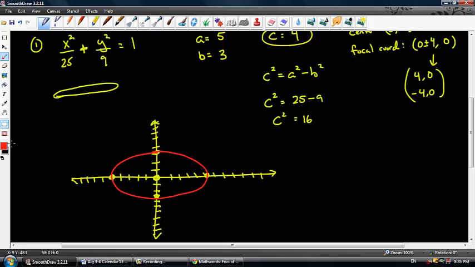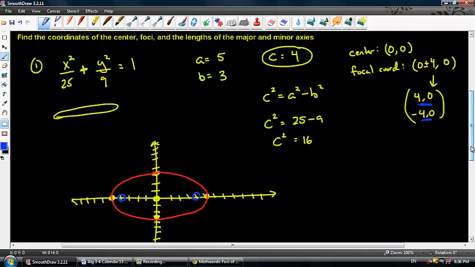And now it's time for my foci. Let's go ahead and change colors for that. Let's go to blue. And so my focal coordinates are 4, 0, negative 4, 0. And for foci, I like to draw an open circle. Okay? Now, let's go ahead and finish up this problem with finding the lengths of the major and minor axes.